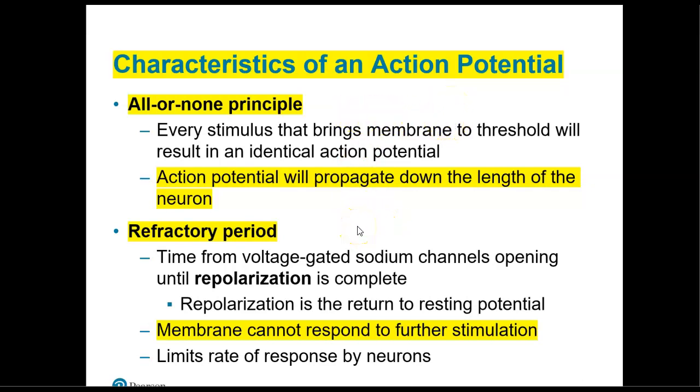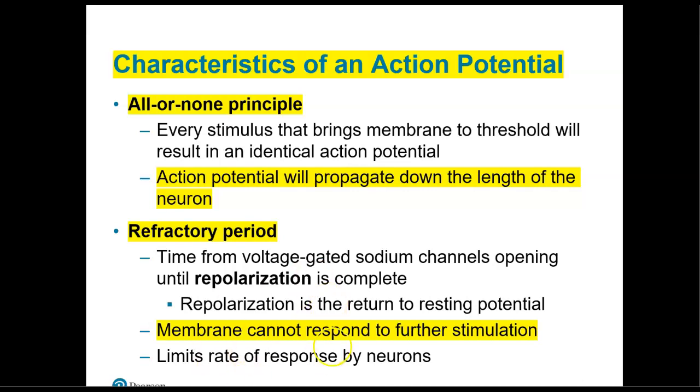You couldn't say that this action potential is a lot stronger than the other action potential. They're all the same strength. They're all exactly the same. The refractory period is the time period where the membrane can't respond to further stimulation.